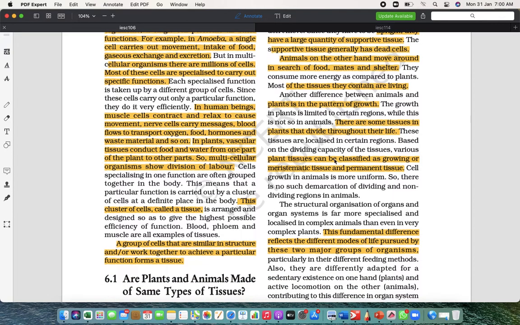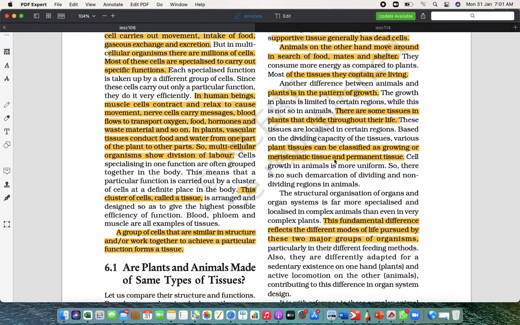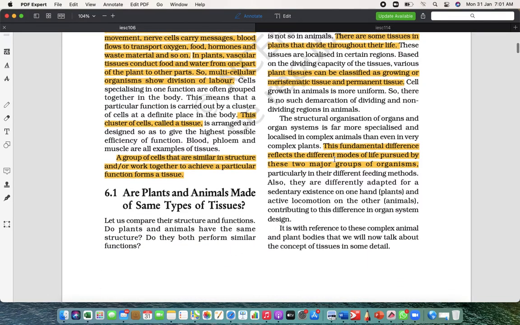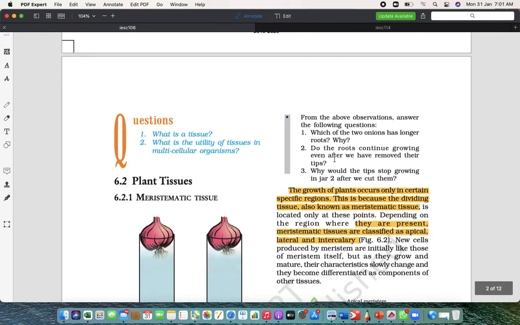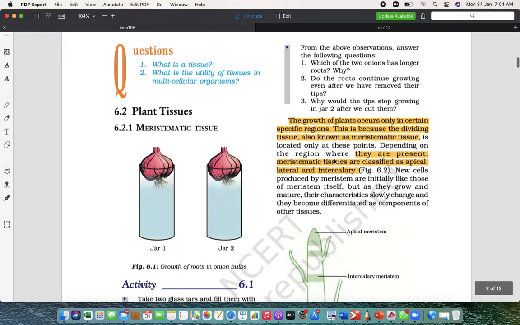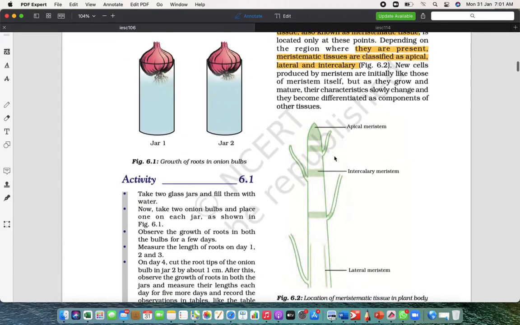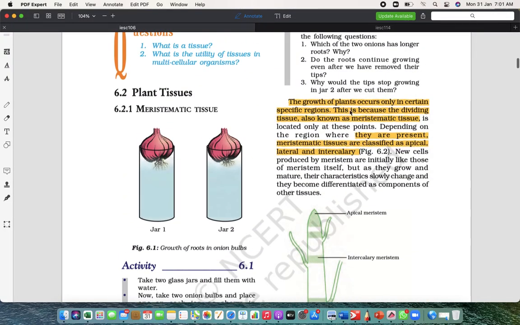In plants, there are certain patterns of growth. There are some tissues that divide throughout life, and there are certain tissues that do not. So basically plant tissue is divided into two: meristematic and permanent tissue. Remember this also. Now we are going to see each of them one by one. If we talk about meristematic tissue, look here. In meristematic tissue, the growth occurs only in a certain region. This dividing tissue is known as meristematic tissue.